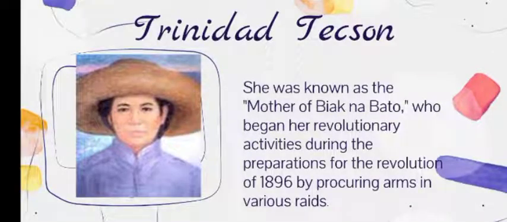Trinidad Dixon was known as the mother of Biak na Bato. She began her revolutionary activities during the preparation for the Revolution of 1896 by procuring arms in various raids.